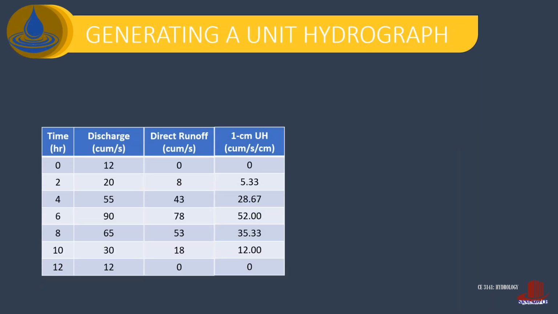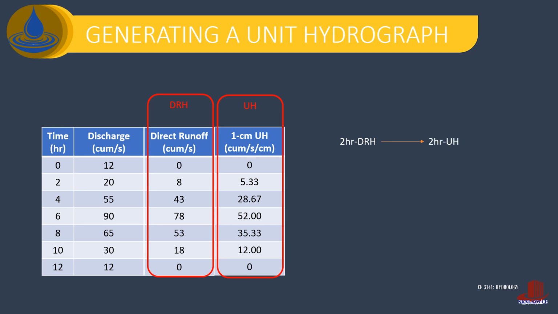From the previous videos, when we derive a unit hydrograph, note that the examples such as the one presented contain a direct runoff hydrograph with 2 hour intervals. Then we have converted this DRH into a unit hydrograph of the same interval, a 2-hour unit hydrograph. So to cut it short, a 2-hour DRH is provided and converted into a 2-hour unit hydrograph, or a 3-hour DRH was converted into a 3-hour UH.